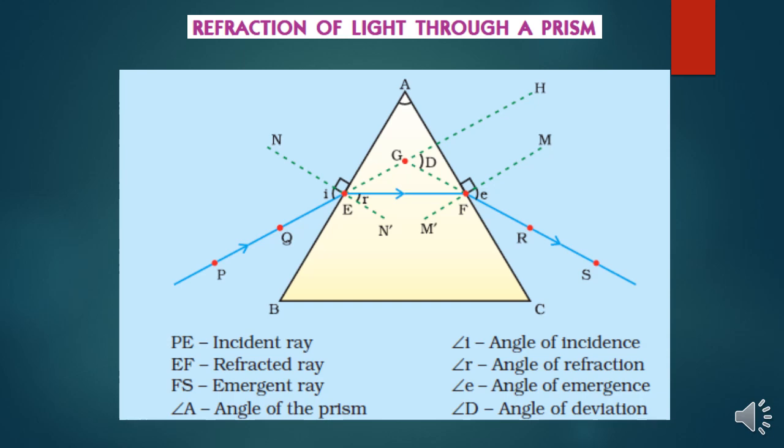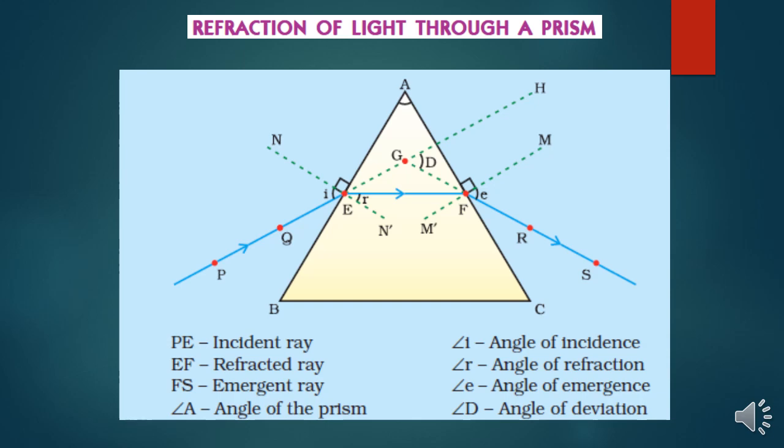The difference between a rectangular glass slab and a prism is the arrangement of their opposite sides. So the result obtained will be slightly different, but the rules followed will be the same.